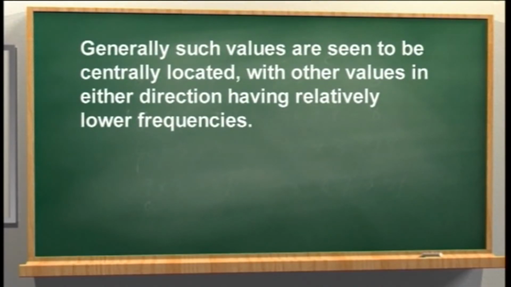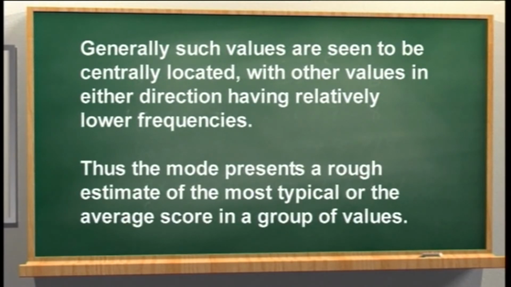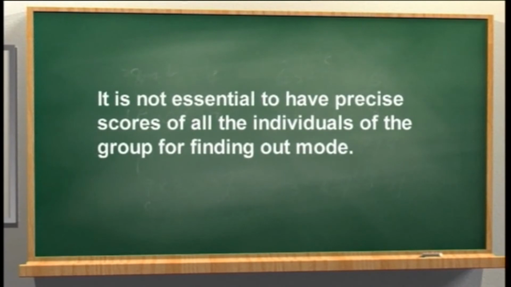For example, if in a section of 40 students of class 9, the number of students obtaining the score of 55 is the highest, 55 would be called the mode of the scores for that section. Generally, such values are seen to be centrally located, with other values in either direction having relatively lower frequencies. Thus, the mode presents a rough estimate of the most typical or the average score in a group of values. It is not essential to have precise scores of all the individuals of the group for finding out the mode.